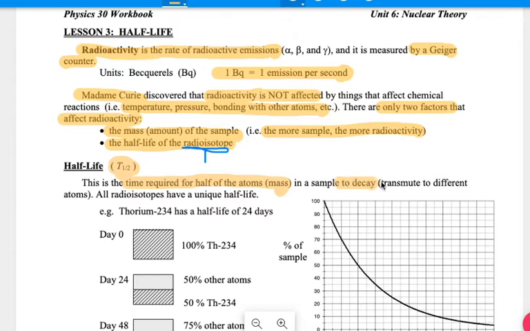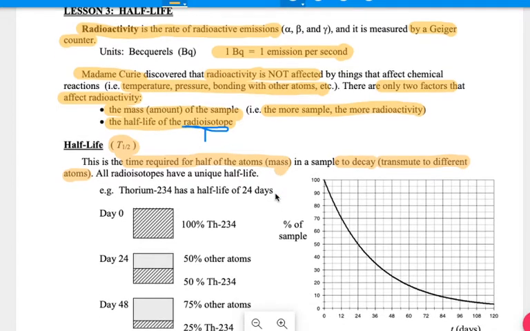Right? And when they decay, they're transmuting into different atoms. They're either gaining protons, losing protons, right? But they're changing from one atom to another atom as they're emitting and going through this decay reaction that we focused on last lesson.